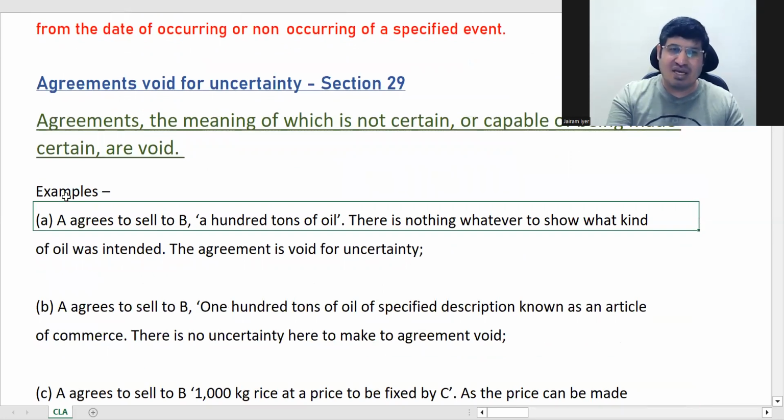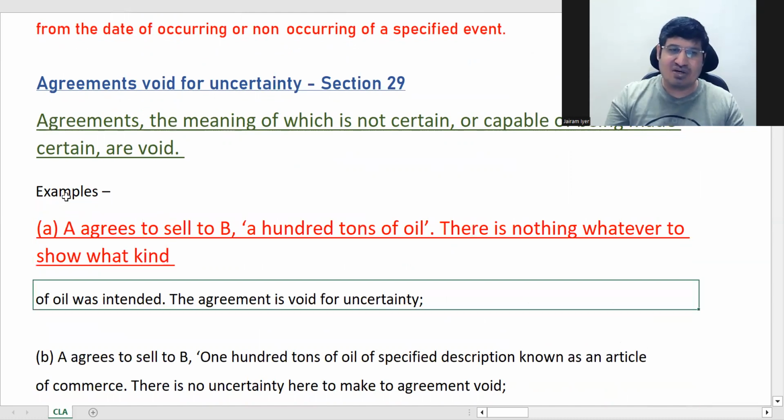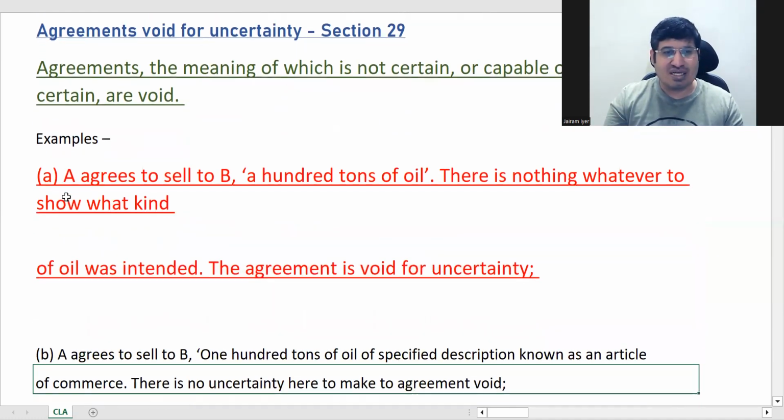A agrees to sell B 100 tons of oil. Now he is not showing what kind of oil. 100 tons of oil can be kerosene oil, can be cooking oil, anything. Some oils can be very costly, some can be very cheap. So it is void for uncertainty.